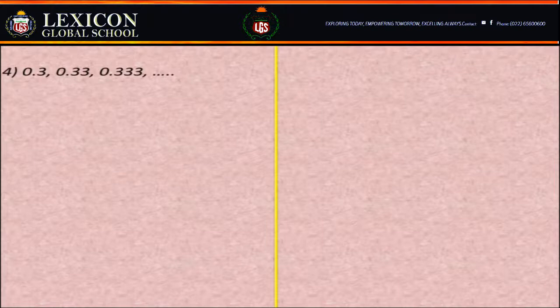Let us consider our fourth sum. Your fourth sum is 0.3, 0.33, 0.333. Again, there's a change in the question. In your textbook, it is given as 0.0333. Change your question to 0.333 and so on.